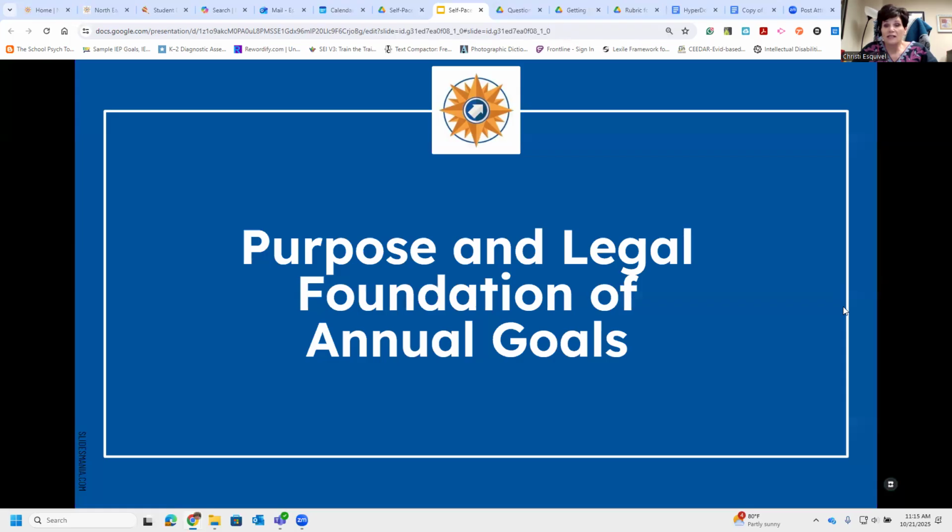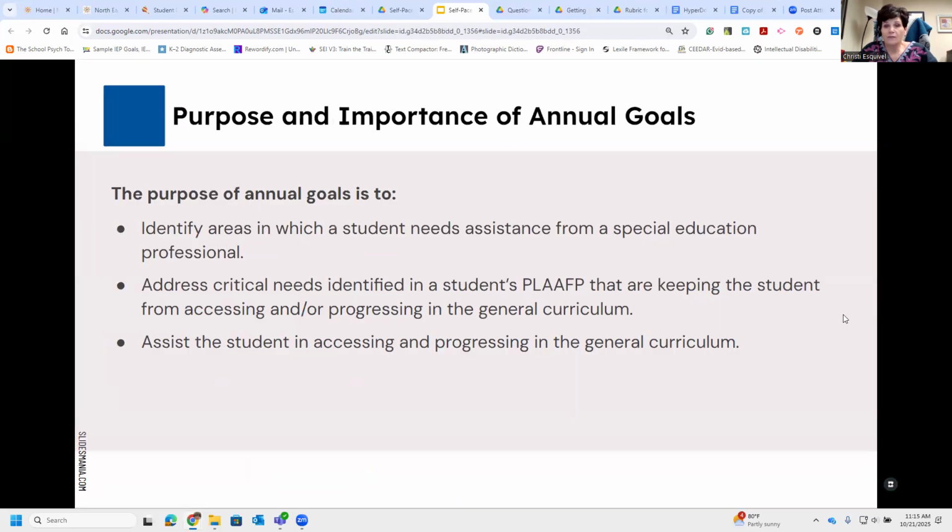Let's look at what federal and state laws tell us about annual goals. What's the purpose of an annual goal and why are they so important? Annual goals address the critical needs identified in the student's PLAF that are keeping the student from accessing and/or progressing in the general curriculum. They identify areas in which a student needs assistance from a special education professional.